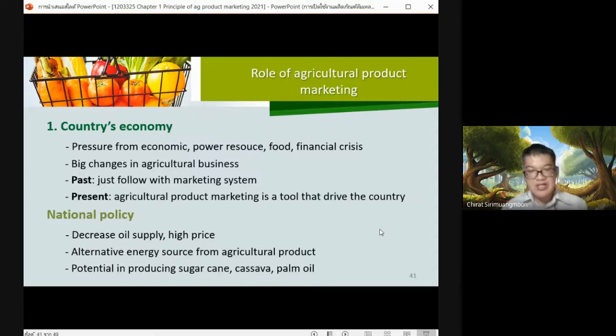In the past, we would produce agricultural products according to the policies of the nation, the government. Like you will produce rice, you will produce rubber trees, you will produce palm. But for now, it's different. You need to think about what the consumer needs, what the world market needs. So agricultural products marketing is very much needed to be the driver for having a good economy.